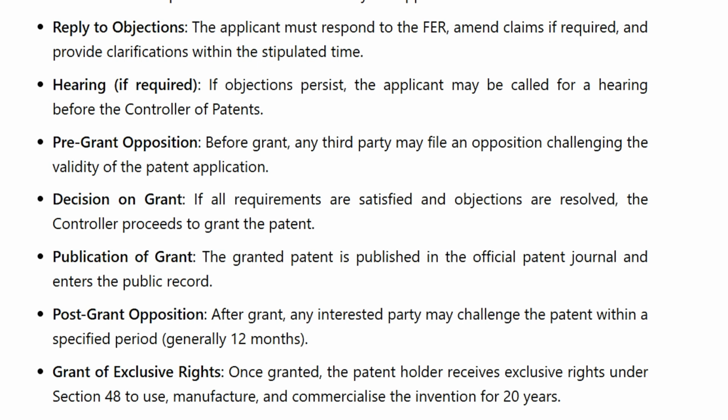Decision on grant. If all requirements are satisfied and objections are resolved, the Controller proceeds to grant the patent. Publication of grant. The granted patent is published in the official patent journal and enters the public record. Post-grant opposition. After grant, any interested party may challenge the patent within a specified period, generally 12 months. Grant of exclusive rights. Once granted, the patent holder receives exclusive rights under Section 48 to use, manufacture, and commercialize the invention for 20 years.